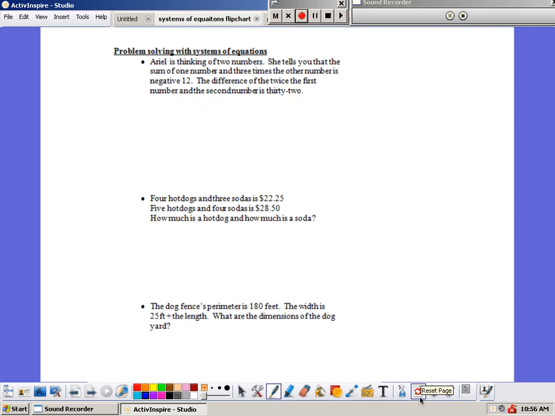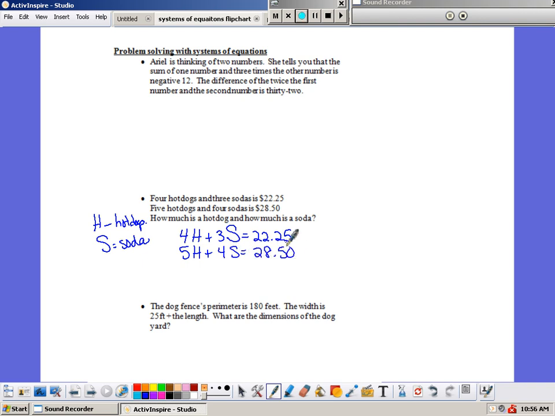Four hot dogs and 3 sodas cost $22.25. 5 hot dogs and 4 sodas cost $28.50. How much is a hot dog and how much is a soda? Well, sentence by sentence. I have hot dogs, which I'm going to call H, and I have sodas, I'm going to call S. Now, if you don't like your S's, because you get them mixed up with your 5s, call it D or whatever you want to call it. Okay, so 4 hot dogs plus 3 sodas equal $22.25. 5 hot dogs and 4 sodas equal $28.50.